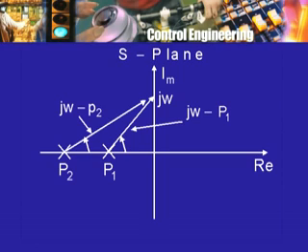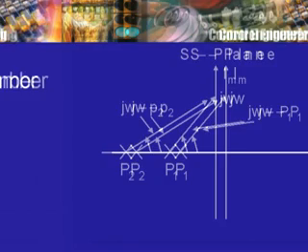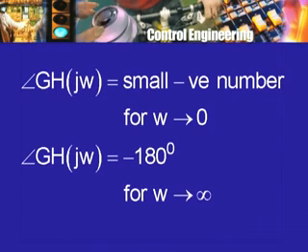When we have noticed this, we are now ready to look at the behavior as omega varies. When omega is very close to 0, what are the two angles going to be like? They are going to be very small, almost 0 degrees. So, their sum will also be very small, very nearly equal to 0 degrees. Of course, not quite 0, there will be some small positive angles, and therefore, the argument of GH at j omega will be a small negative angle when omega is small.